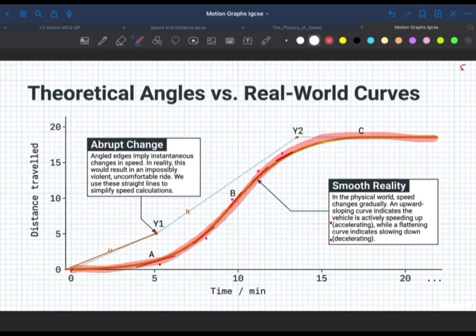Angled edges imply instantaneous changes in speed. In reality, this would result in an impossibly violent, uncomfortable ride. We use these straight lines to simplify speed calculation.